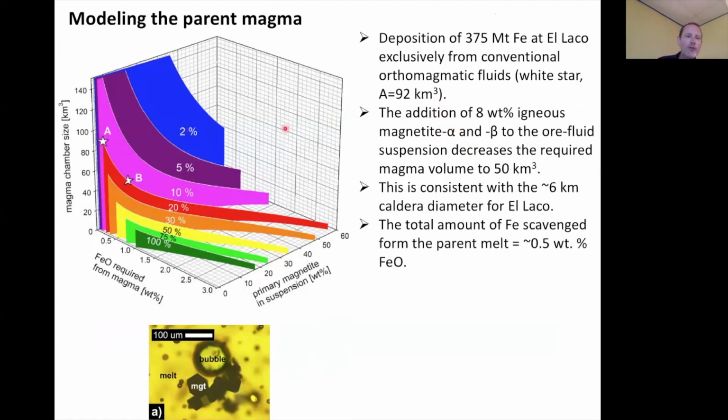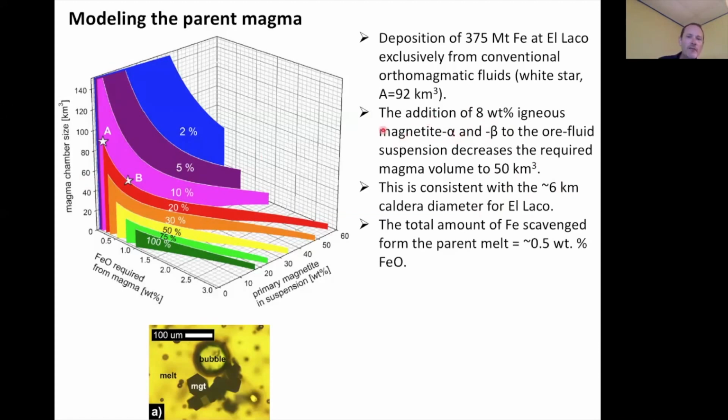And what we can do here is we've got magma chamber size on the y-axis. And if we have a magmatic hydrothermal ore fluid, and part of that ore fluid, 8% by mass, is igneous magnetite alpha, then El Laco could form from a magma chamber size of about 50 cubic kilometers. Well, look at this. El Laco has a caldera diameter of 6 kilometers. So this was literally the size of the magma chamber at El Laco. Everything just seems to fit.